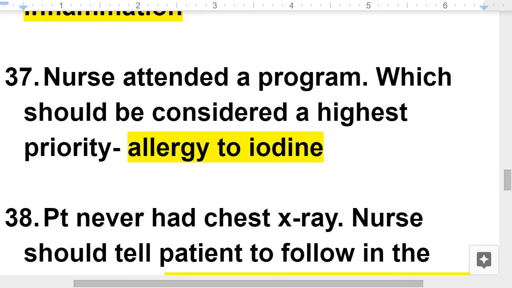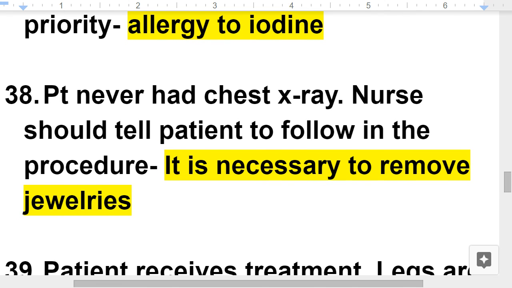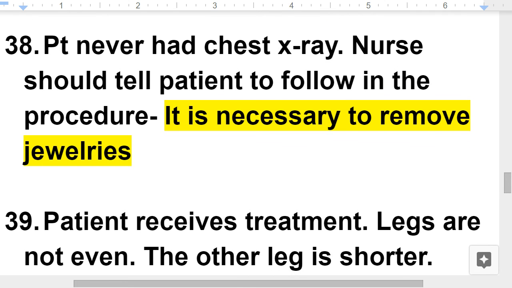Nurse attending the program, which should be considered the highest priority? Allergies, allergies to iodine. Patient never had chest X-ray. Nurse should tell the patient that following the procedure it is necessary to remove the jewelry. Remove those jewelries.